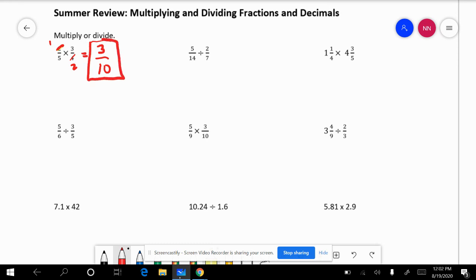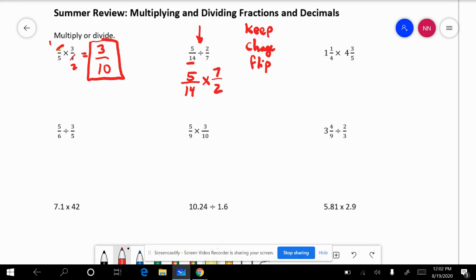Now, if we're looking at the division, it's a little bit different. I've heard some junior high teachers say keep, change, and flip. What that means is that you keep the first fraction, you change the sign, and you flip the second fraction. So that means we have the 5/14. We're going to change it to multiplication, and that becomes 7/2.